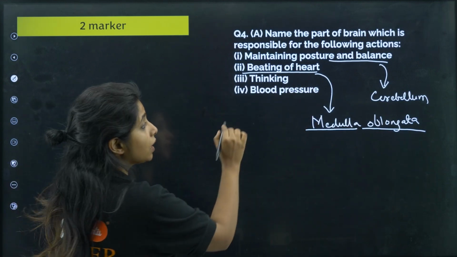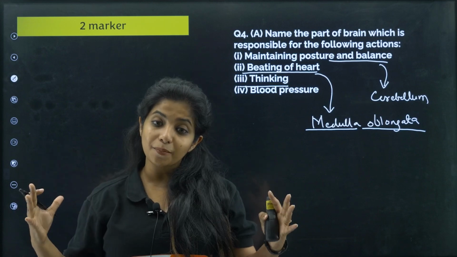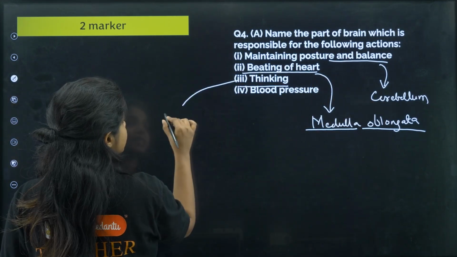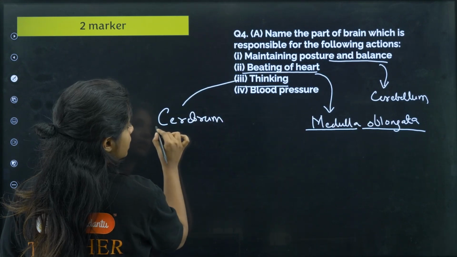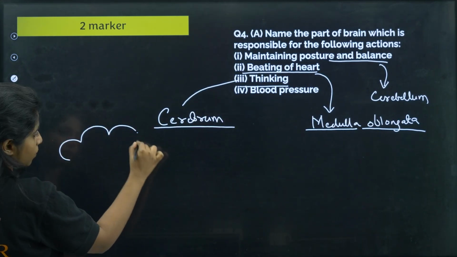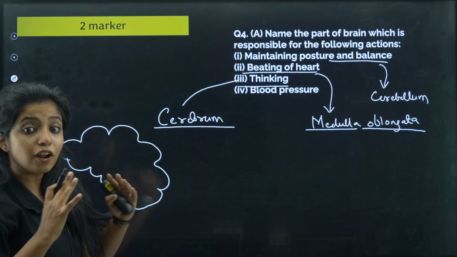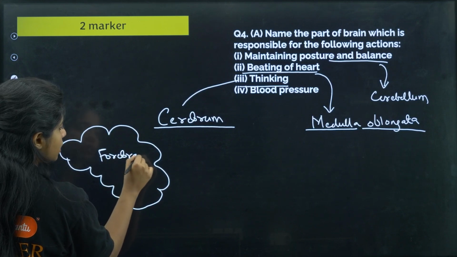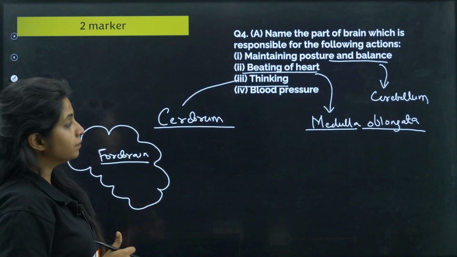Now, thinking is a very important function and we do it most of the times, right? So thinking is done by the biggest part of our brain, and it is known as cerebrum. Do not get confused with cerebellum and cerebrum. Cerebrum is the noodly thing that you see in the brain. This is the cerebrum, the largest part of the brain, and this is the part of the forebrain, my dear children. So forebrain has 3 very important parts: cerebrum, thalamus and hypothalamus.